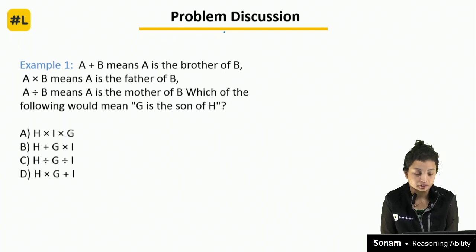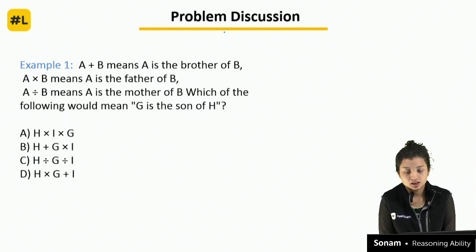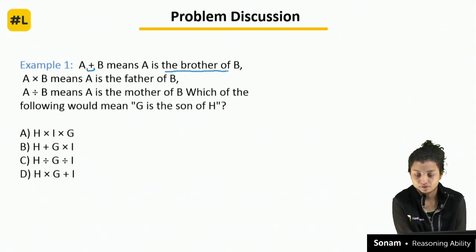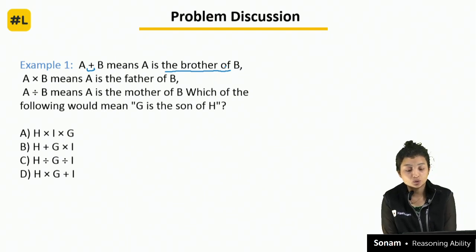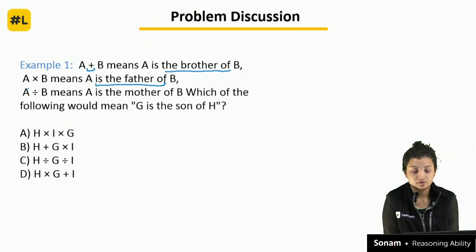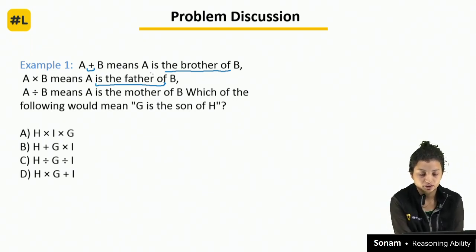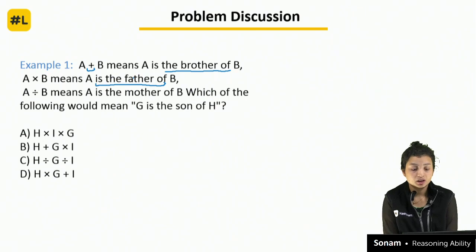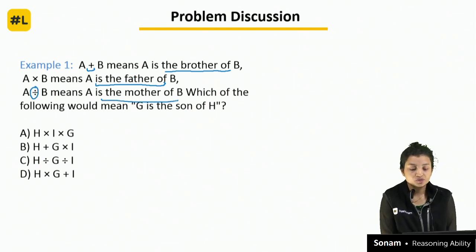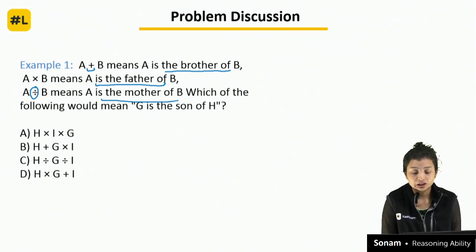Let's start solving. A plus B means A is brother of B. So plus means brother of. A into B means A is father of B. So into means father of. We will represent the father relationship. A divide B means A is mother of B. So division means mother of. Which of the following would mean G is son of H?